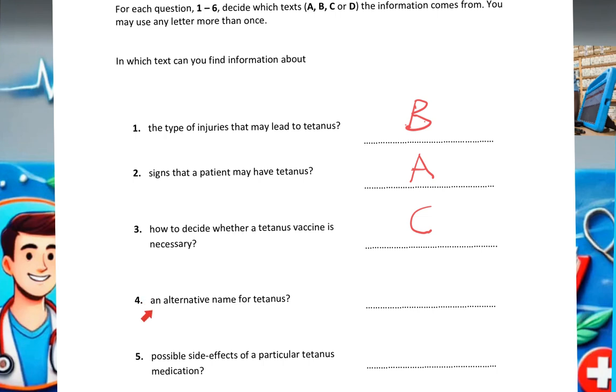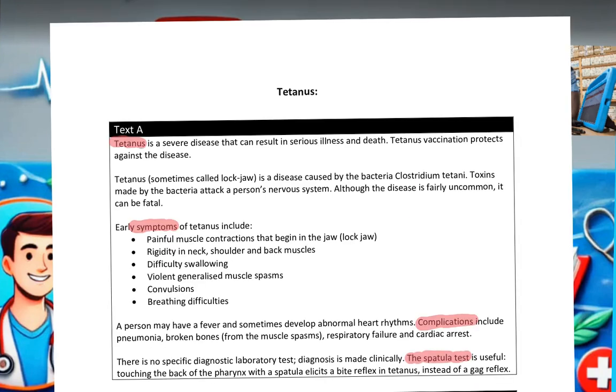Question number 4, an alternative name for tetanus. All right, let's understand the question carefully. An alternative name for tetanus. So we are focusing on tetanus as a condition. So we go to the text that contains more information about tetanus and we look for the alternative name. So I assume we don't know the answer, so we are looking for it.